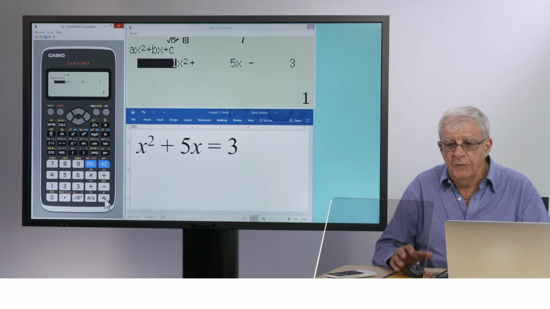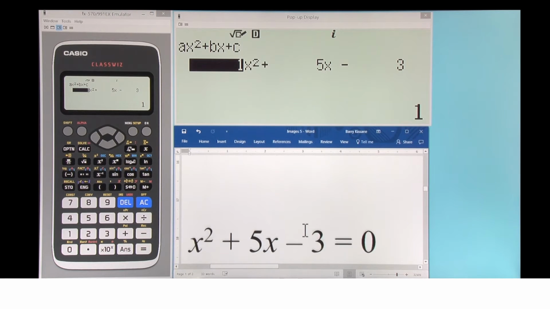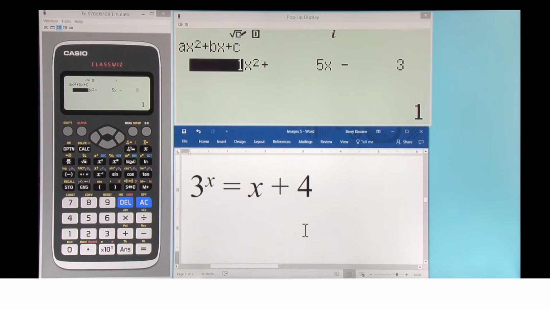equation for some purpose. Finally, some equations are neither linear nor polynomial, but you can still use ClassWiz to get good approximations for solutions to them. So let's consider this equation here. 3 to the power x is equal to x add 4.